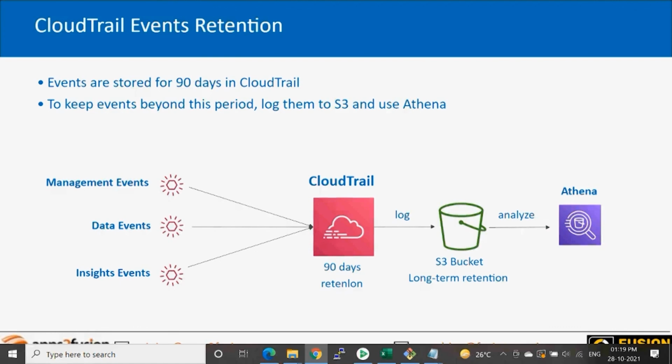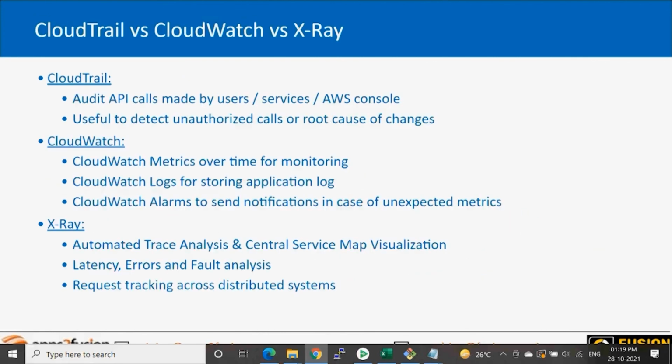So we'll see CloudTrail versus CloudWatch versus X-Ray. All are monitoring tools. CloudTrail audits API calls made by users, services, and the AWS console, and it's used to detect unauthorized calls or the root cause of any changes. CloudWatch provides metrics over time for monitoring. It's used to store logs, application logs, any logs. It is also used to create alarms to send notifications in case of any unexpected metrics.